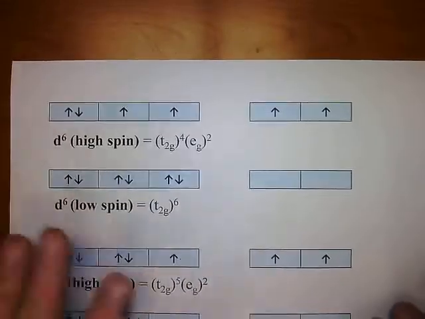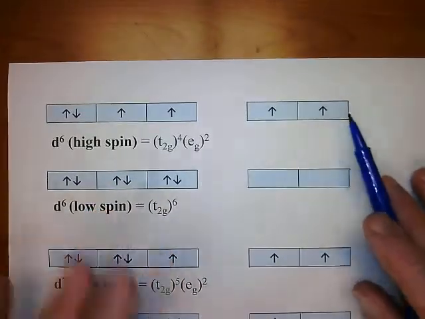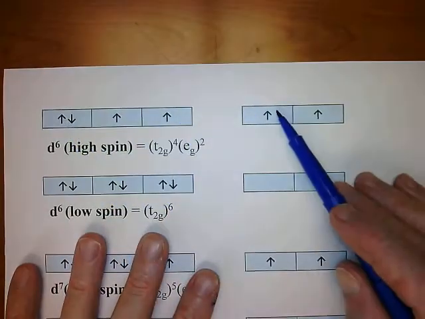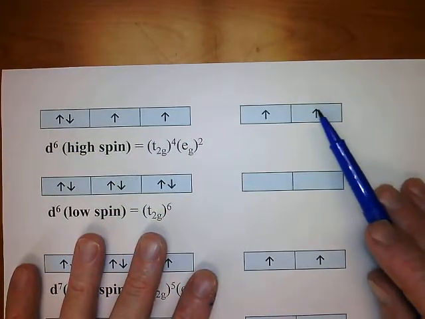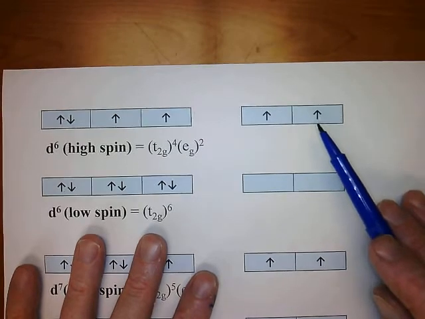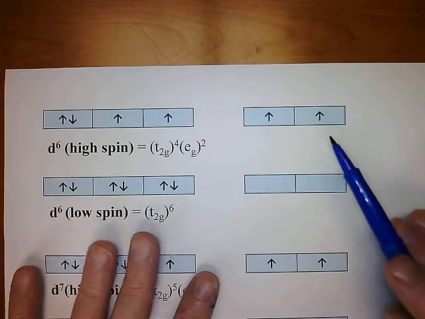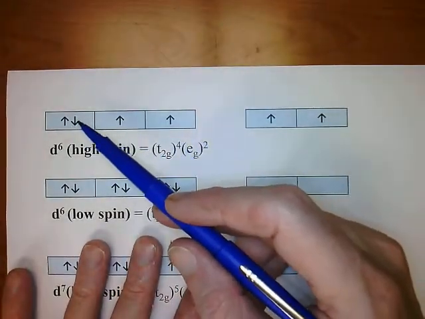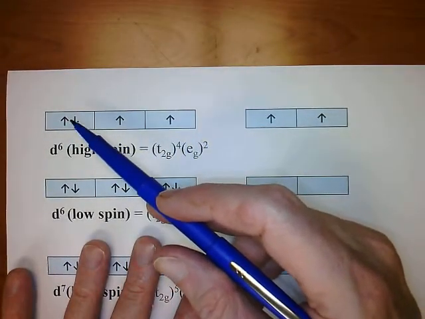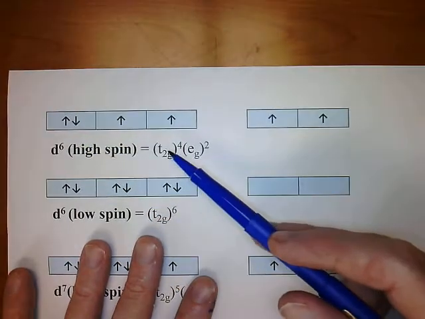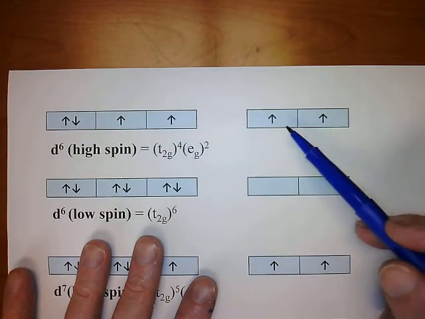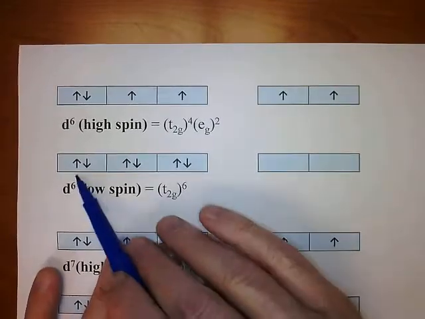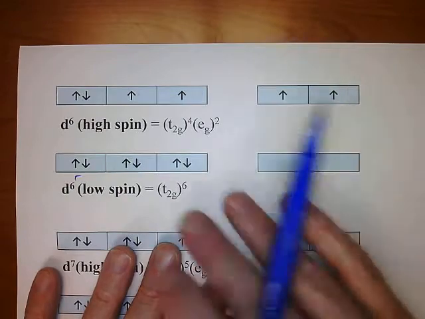So we go to the D6 high spin. We'll go 1, 2, 3, 4, 5. Now once we get past 5, we have one electron in every orbital, so we have to start pairing them up. We come back down here and put one more in the t2g, so our configuration is t2g4, eg2. That's the high spin. Whereas if we do the low spin, we completely fill up the t2g orbitals first.